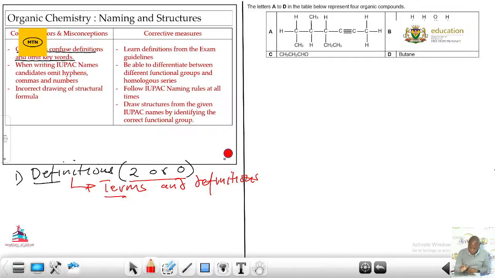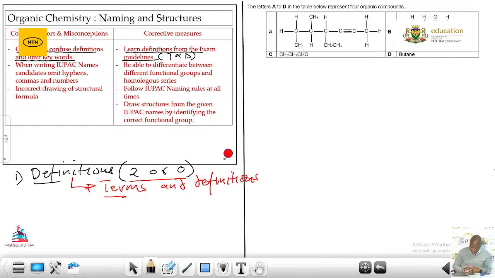Hence here, as a corrective measure, it says kindly learn the definitions from the exam guideline, but for us, we also have terms and definitions. So it is very, very critical for one to use the terms and definitions to provide the correct definitions. Remember, definitions will always be there and they will contribute a huge chunk of the marks. So it is important that we provide the correct definitions without omitting any critical keywords.